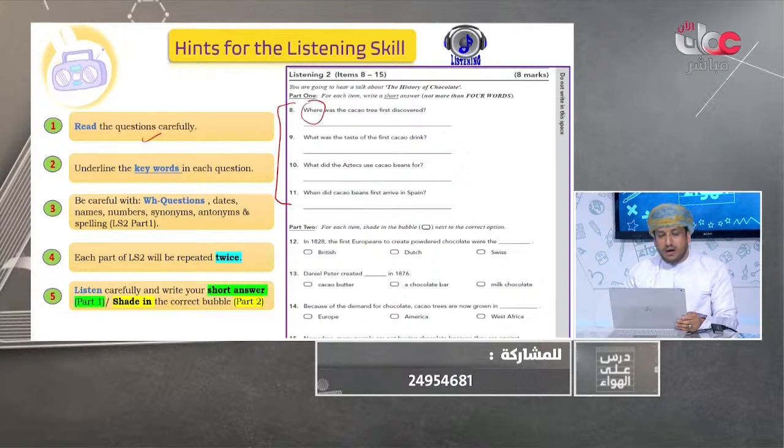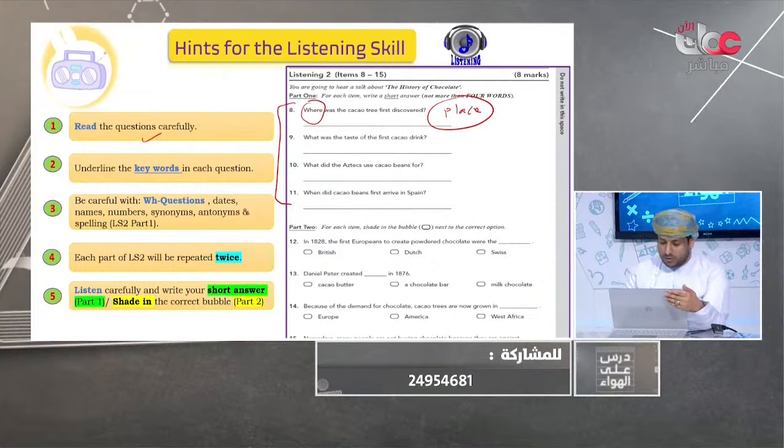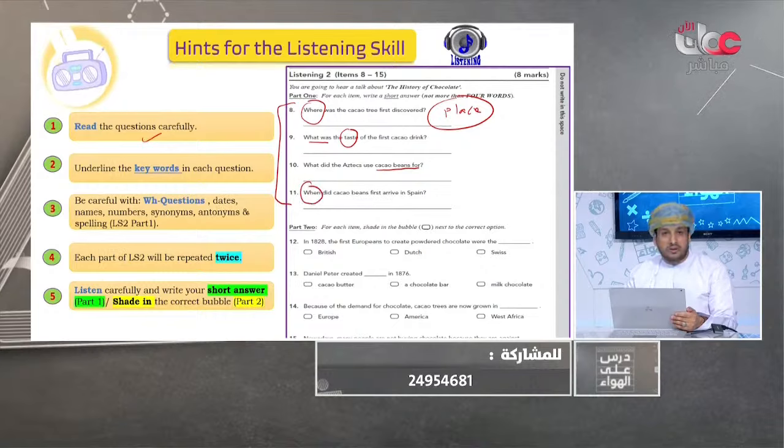Here it is asking about where. So you will just note that he's asking about a place. And here, what was the taste? He's asking about the taste. And number 10, what did the Aztecs use cacao beans for? What they use it for? Underline the keywords so that you can listen and catch the phrases. Number 11, when did cacao beans first arrive? When? He's asking about time, maybe a date.